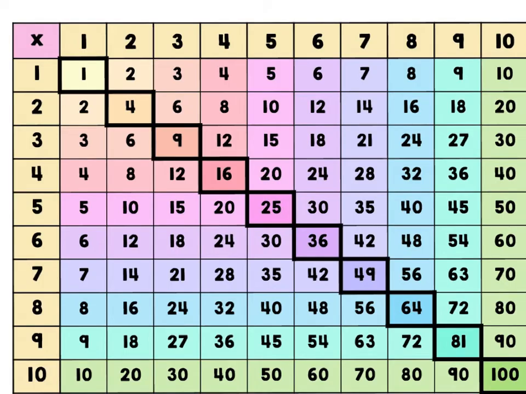You may have also seen these numbers before on times table grids. I know in my classroom I've got several posters and these diagonal numbers in mine are highlighted as red, and that's why, because they're your square numbers.